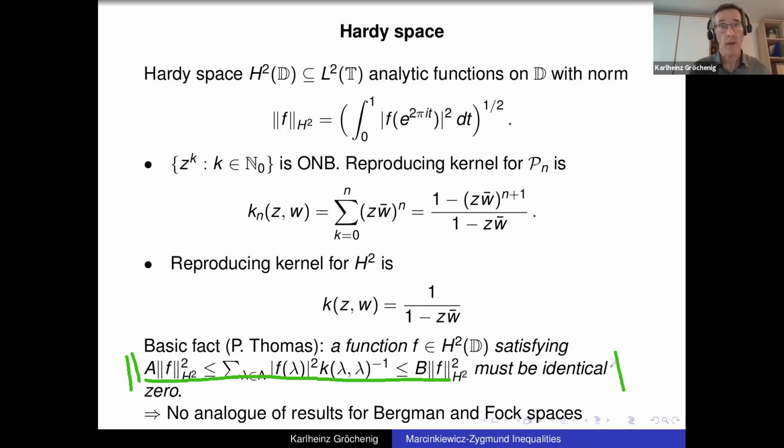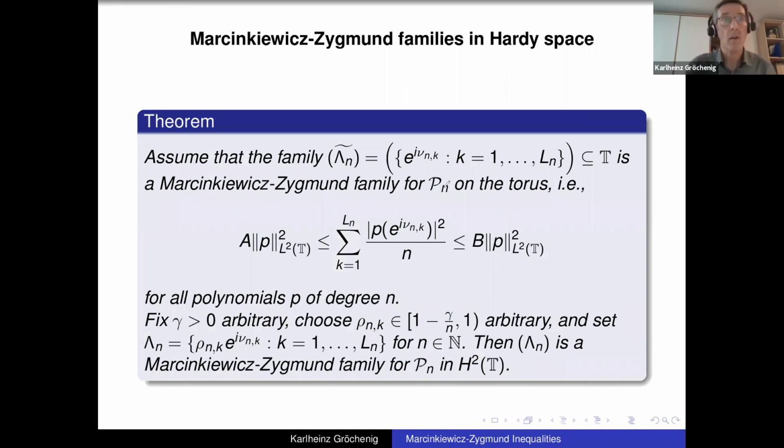There are different notions of sampling for Hardy space, but the way we understand sampling inequalities, sampling theorems in a space or in a reproducing kernel Hilbert space, there is no such object for Hardy space. And therefore, we cannot expect an analog of the results that I showed you for Bergman space and for Fock space. However, we found a way to construct Marcinkiewicz-Zygmund families for Hardy space. And this construction is a bit different.